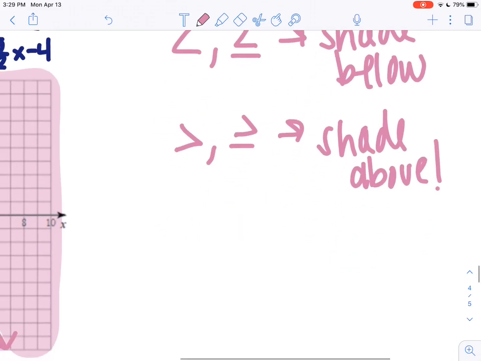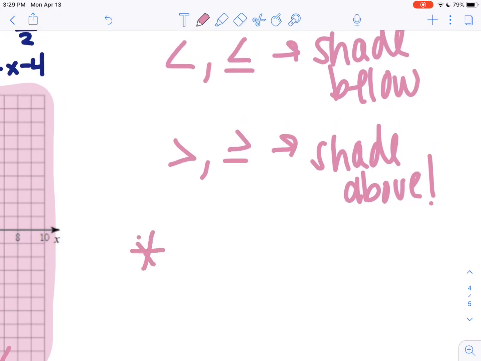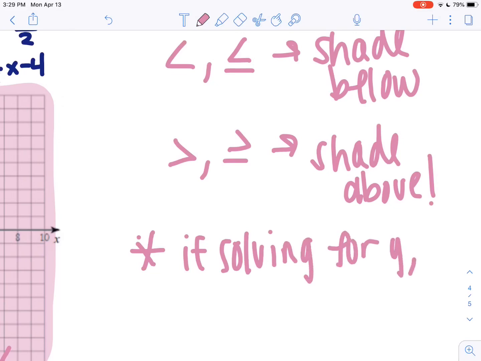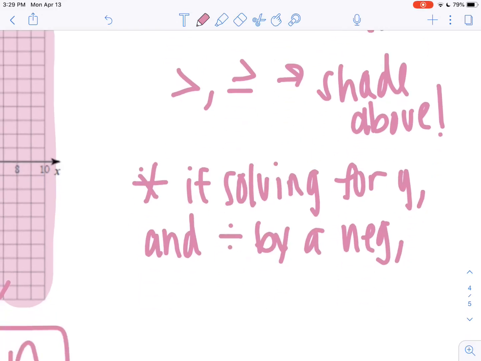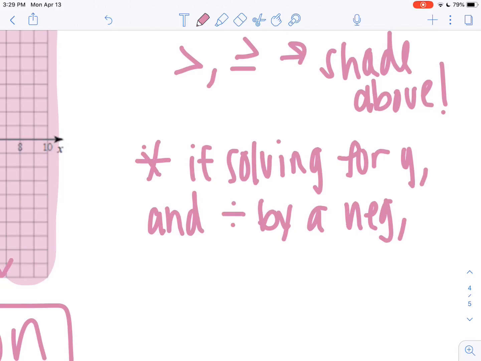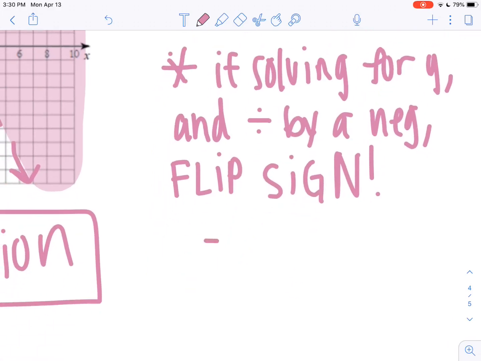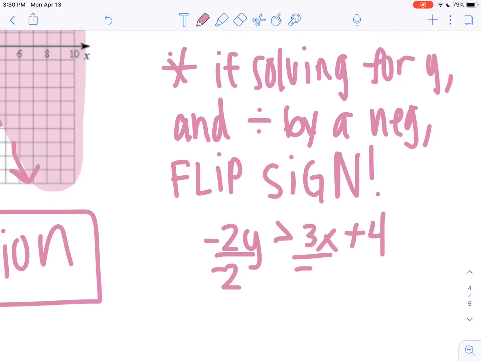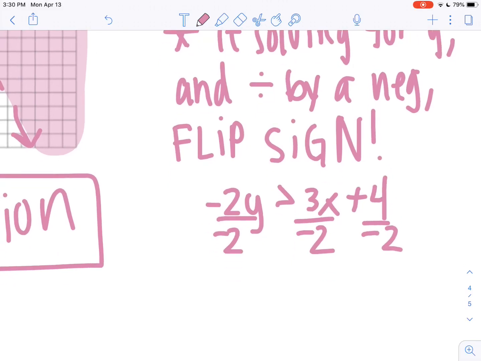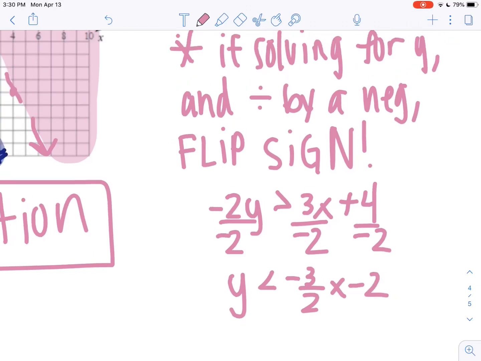Okay, also, I want to make another side note. If you solve for y, and you divide by a negative, hopefully you remember what happens when you divide an inequality by a negative. You have to flip the sign. Let me just give you a quick example. I'm not going to graph this or anything, but let's say I had like negative 2y greater than 3x plus 4. If I had to divide by negative 2 to get y by itself, you have to flip the sign. So it's going to become y less than negative 3 halves x minus 2. Okay, so keep that in mind.